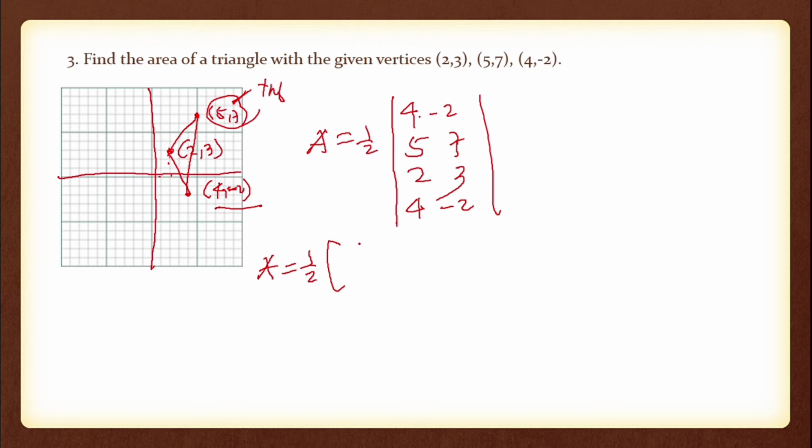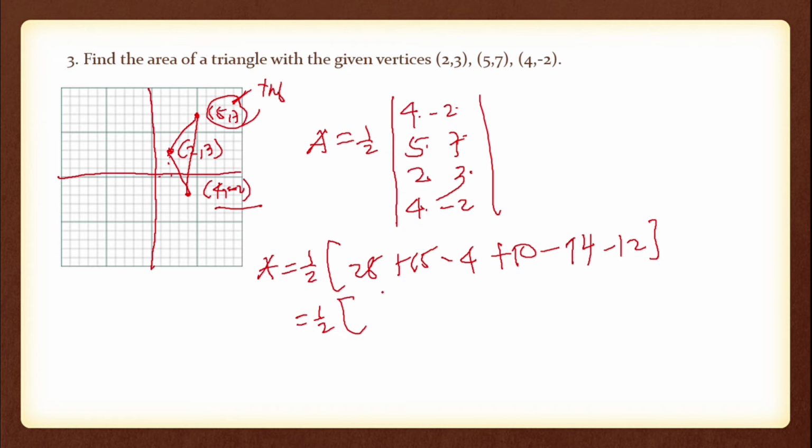28, 15, minus 4. This is negative 10, so it becomes 10. 14, since this is positive, just write the inverse. This is positive 12 minus 12. Okay, so 1/2 of this part.